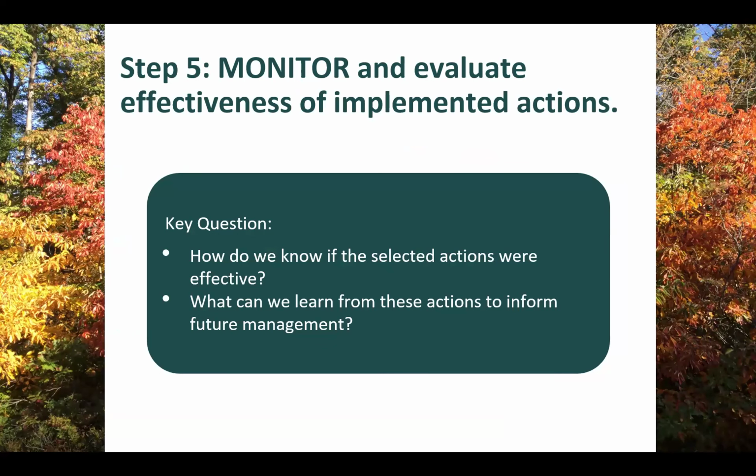Now that we've covered the key concepts of step 5, we will cover the specifics of developing a monitoring plan for your project in the Adaptation Workbook. Again, we're looking to create a monitoring plan that helps us answer: were our selected adaptation actions from step 4 effective in achieving our management goals? And what else can we learn using this monitoring plan about these actions to inform future management?